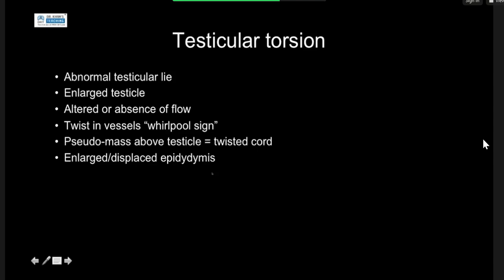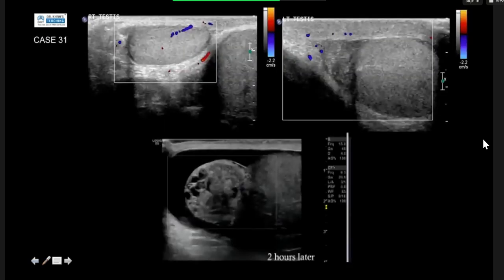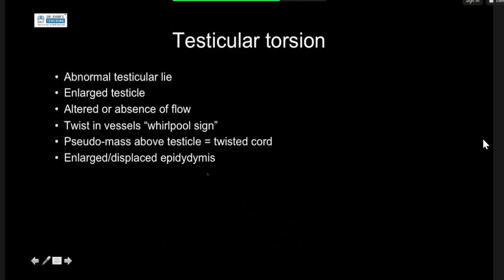So what this image was showing is an example of a pseudomass. This is the testicle here, and then this is above the testicle, and this is what we call a pseudomass. This can be what you see if there's a delayed presentation, or you're scanning the patient a few hours after the testicle is torted, and this is where you're getting abnormality of the spermatic cord vessels, which is the twisted cord sat above the testicle. So it's called a pseudomass sign. And often you'll get an enlarged or displaced epididymis because you get reactive changes in the epididymis secondary to the torsion.